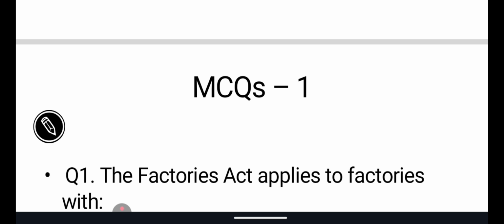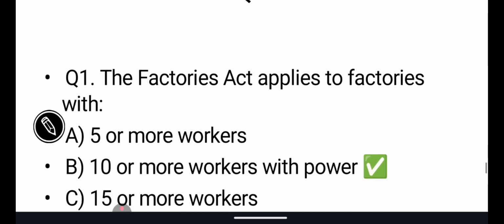Now let's come to the MCQs. The first question is, the Factories Act applies to factories with. We have studied that the Factories Act applies to factories with 10 or more workers with power and 20 workers without power. Hope you really understand. The answer is 10 or more workers with power.